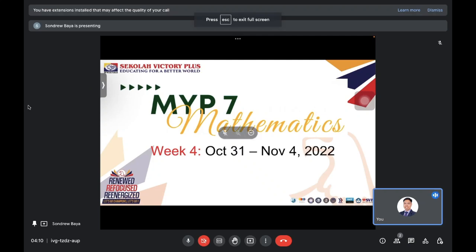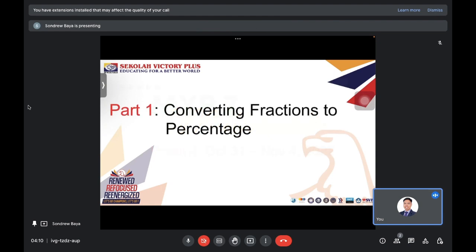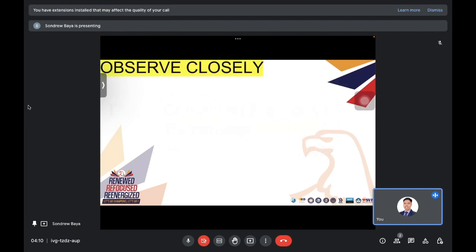Okay, for this week, we are going to focus on percentages, starting with converting fractions to percentage. Some of you might already have an idea of this, so I just would like you to observe closely. Suppose this is our fraction 2 fifths. Now, how do you convert a fraction into a percentage? Remember, percentage is per 100. So to convert a fraction to a percentage, all you have to do is multiply by 100%.